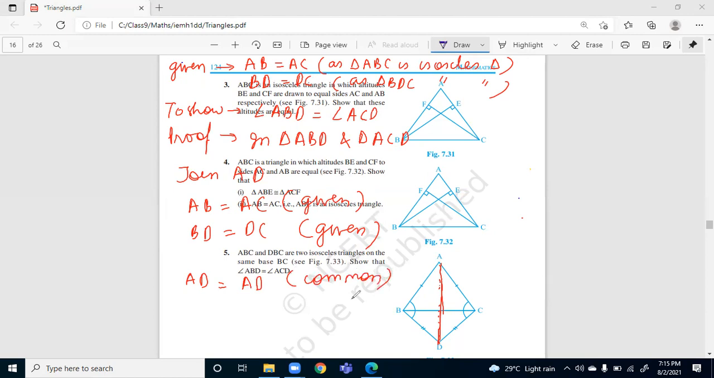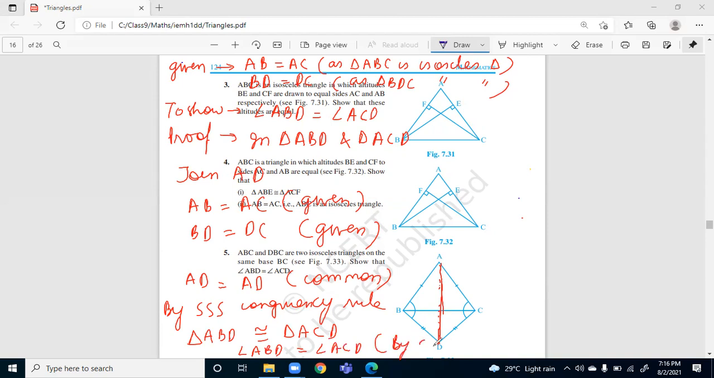So what is the name of the criteria by which these two triangles will be congruent? SSS. Correct. So we can write by SSS congruency rule, three sides are equal. So we can say by SSS congruency rule, triangle ABD is congruent to triangle ACD. Then I can write angle ABD is equal to angle ACD by CPCT.